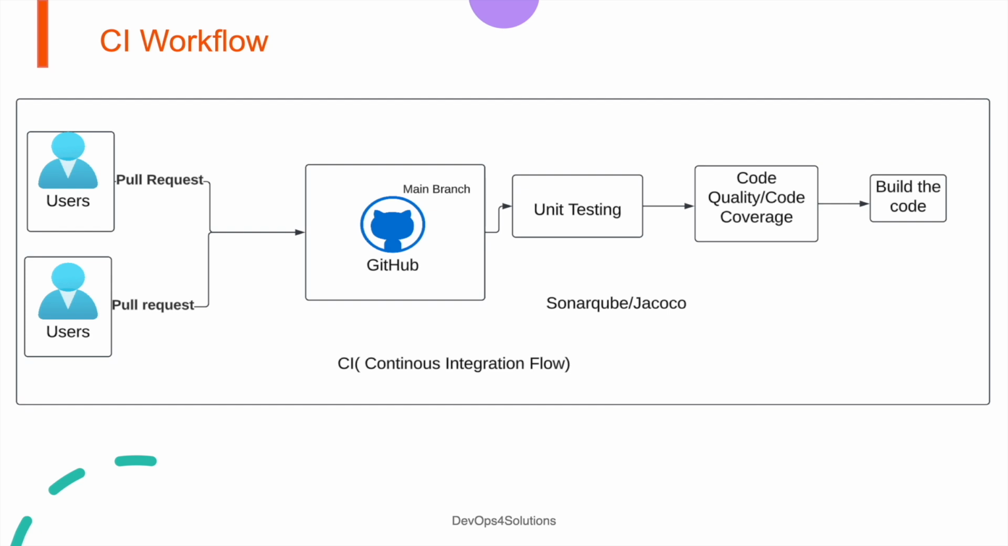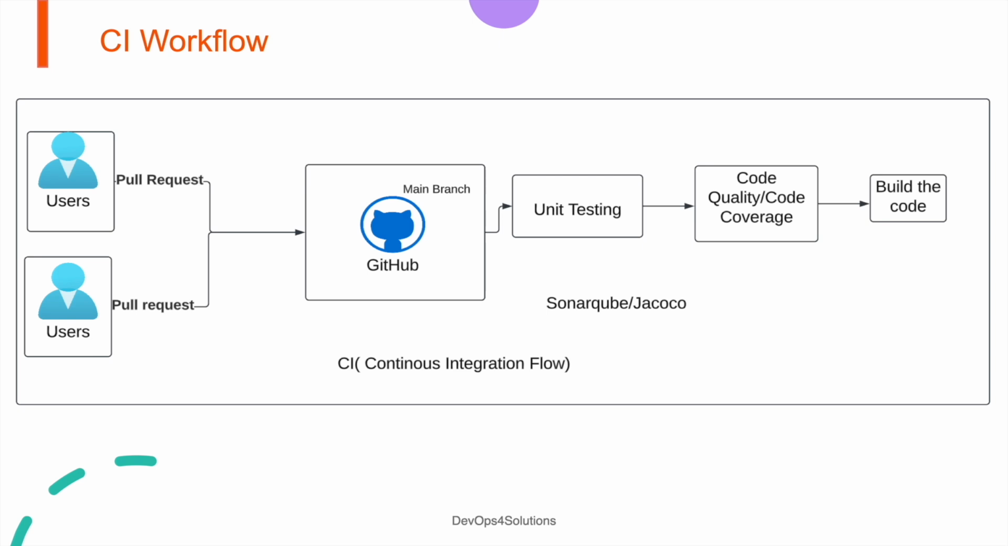Now let's talk about the CI workflow. What does it look like? Imagine you have a team of developers, like 100 or maybe 5 or 10, just take an example, working on the same project. Typically in your GitHub you have a main branch set up, and this is the branch that holds your production-ready code, right? The code which is deployed on production or on the live environment.